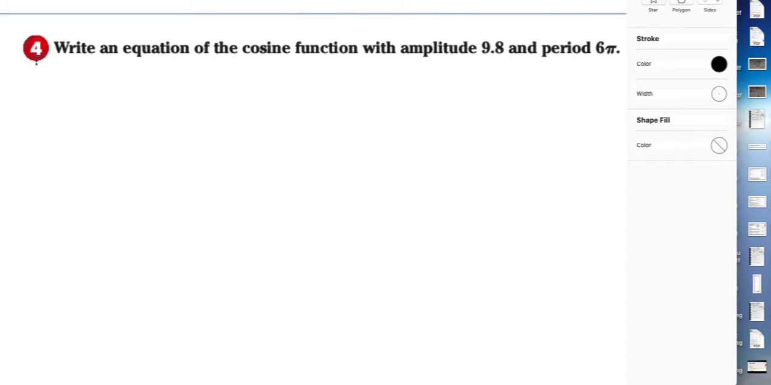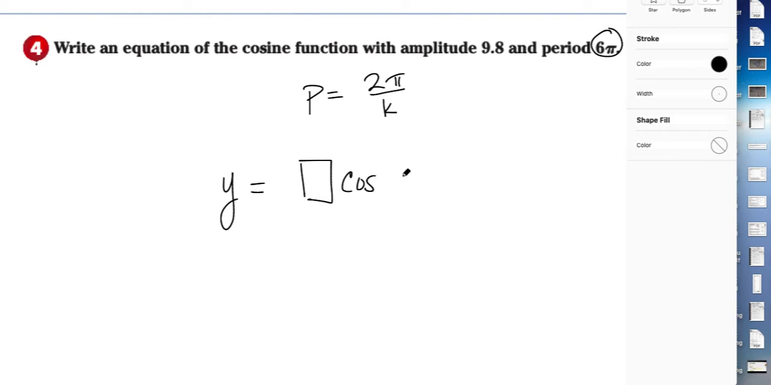So for this example, we're going to be writing an equation, and we want a cosine function where the amplitude is 9.8 and the period is 6 pi. So let's get to the period first. We remember that the period was equal to 2 pi divided by k. And so in this case, if we're looking for how we're going to write this equation, we know the equation is going to be something like this: y is equal to blank times cosine of blank theta. And so we know that the k value is going to go here and the amplitude, or some version of the amplitude, will go there. And so we'll discuss that. So the hardest thing to do is this guy.